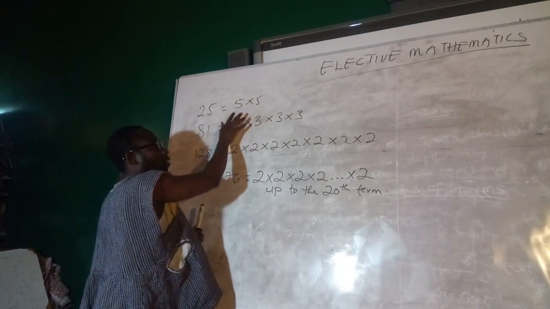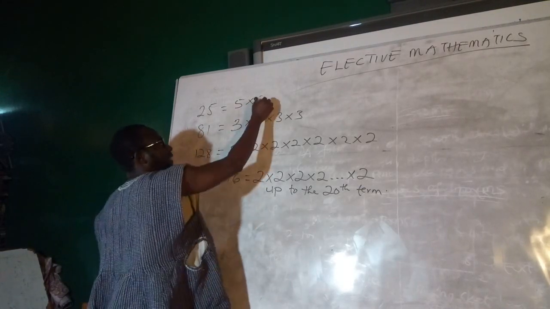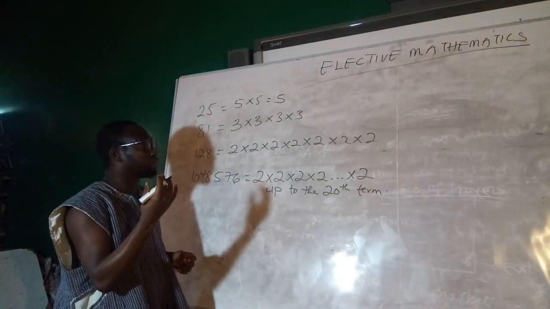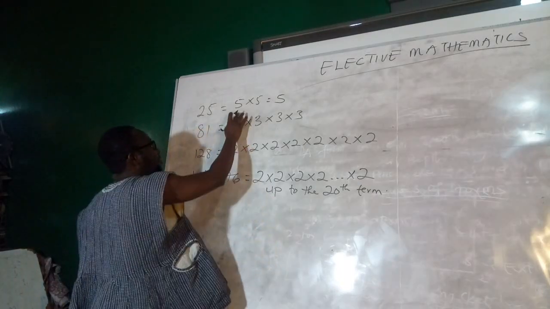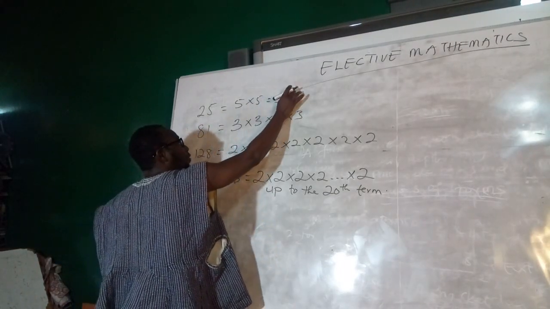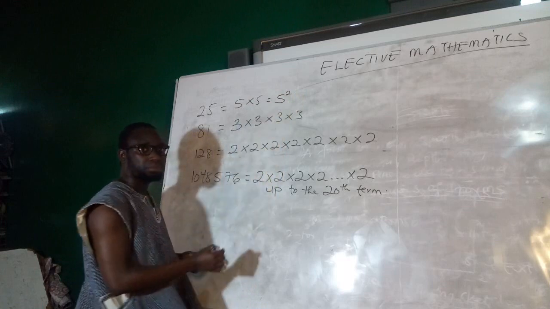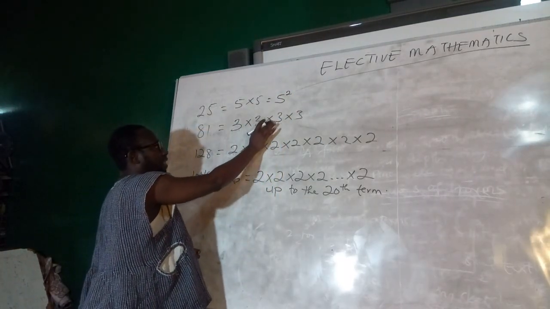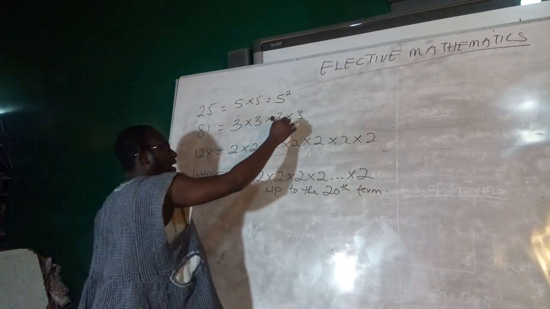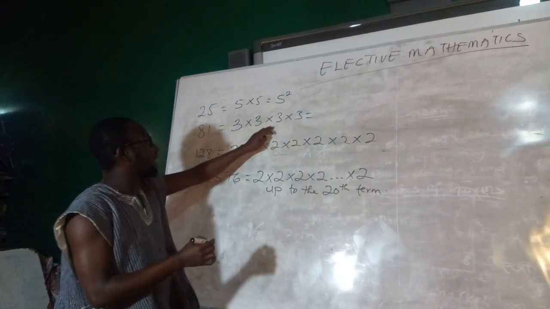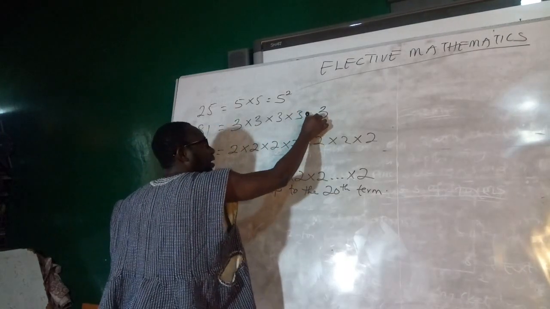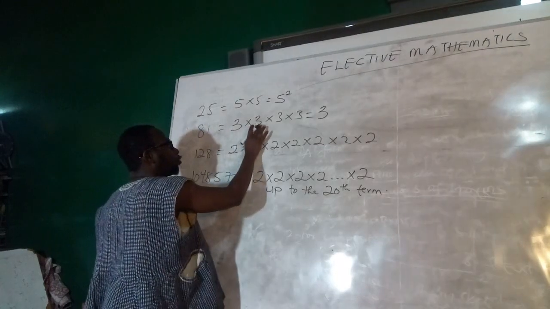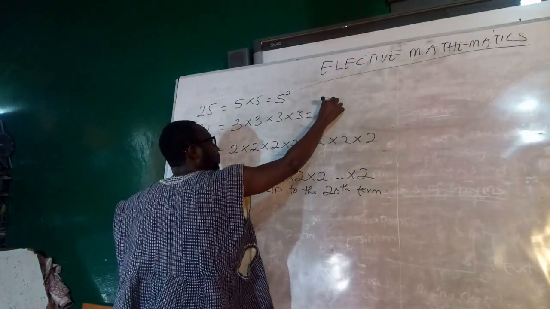the number being multiplied, or the factor, is 5. So we write 5, then we count the number of times the 5 is being multiplied. So we have 5 and 5, which is 1, 2. Then we write it as a superscript here. Now 81, instead of writing 3 times 3 times 3 times 3, we know that the common or repeated factor here is 3. So we write the 3. Then we ask ourselves, how many times is the 3 being multiplied? So we have 1, 2, 3, 4. So we write that as a superscript.